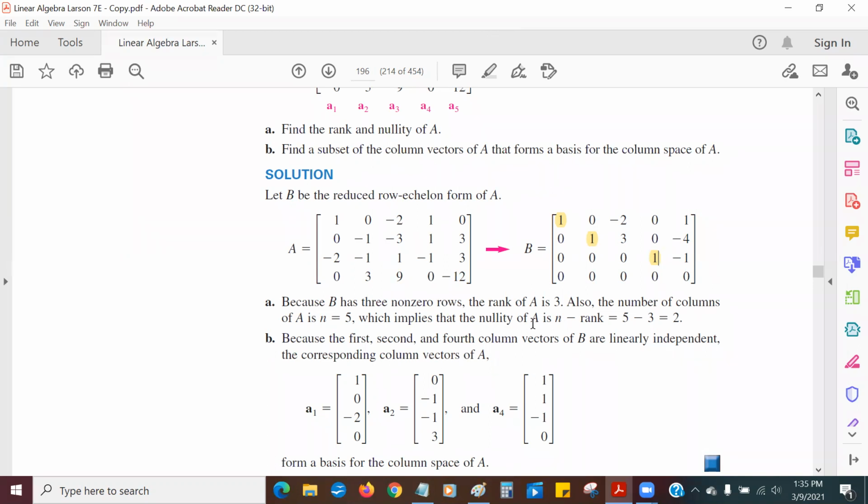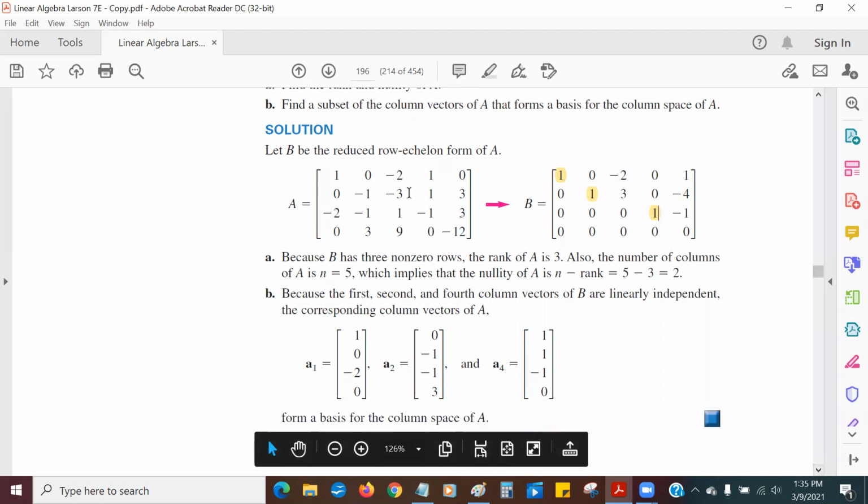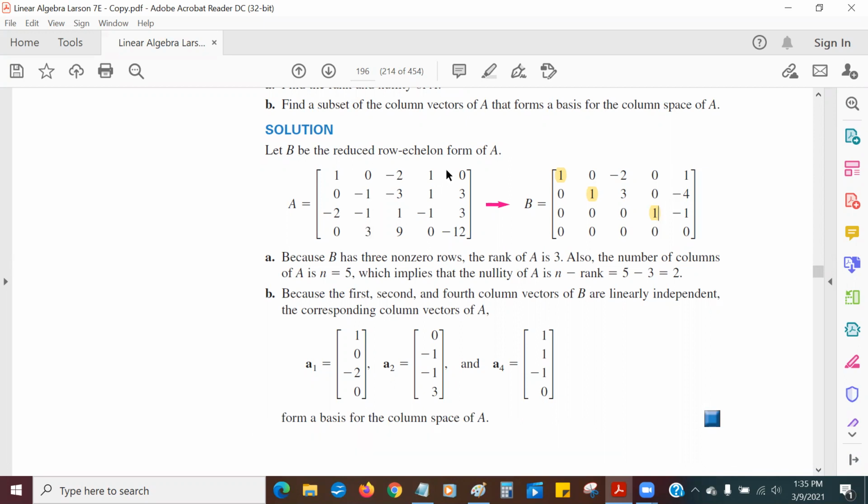And now, as I said before, the first, second, and fourth columns are linearly independent. So that means not that these columns themselves, but the corresponding columns of the original matrix, the vector 1, 0, -2, the vector 0, -1, -1, 3, and the vector 1, 1, 1, -1, 0, those three column vectors will be the basis for the column space of A.